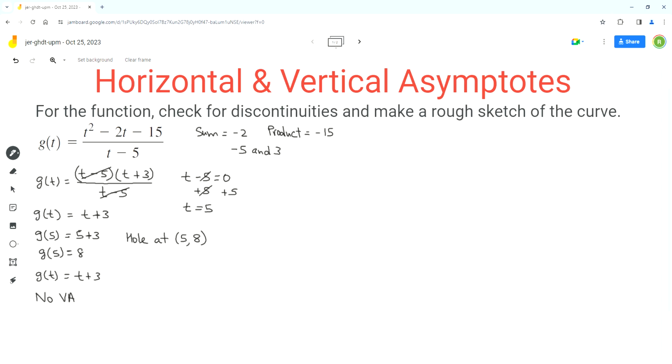Now we can find the critical points for this function. So we'll find the derivative of g of t. The g prime of t will be equal to, the derivative of t is equal to 1 and the derivative of 3 is equal to 0. So g prime of t is equal to 1. That means there are no t values that will make g prime of t equal to 0 or undefined. That means this function has no critical points.